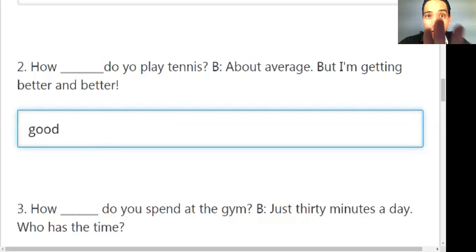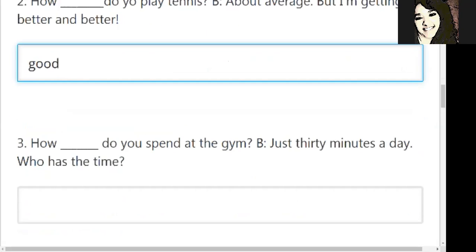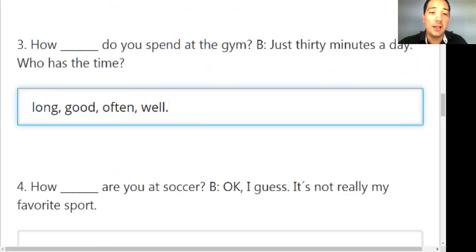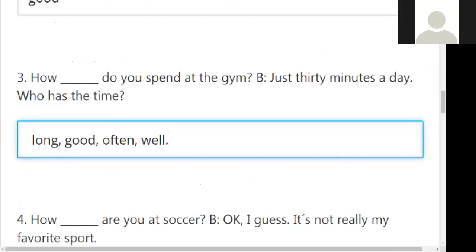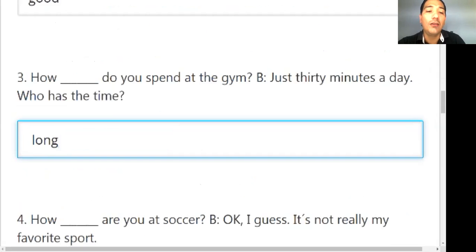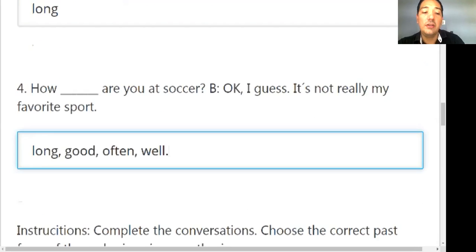Good. It's better, so good. Better. Better and better, I think. Oh, that's nice. Right, let's try number three. How long, good, often, or well do you spend at the gym? Just that day. How long? Great job, guys. How long do you spend at the gym? Very good. Okay, how long, how good, how often, or how well are you at soccer?